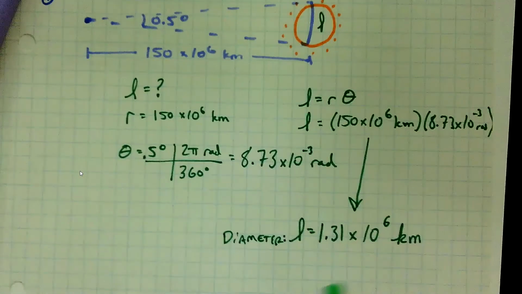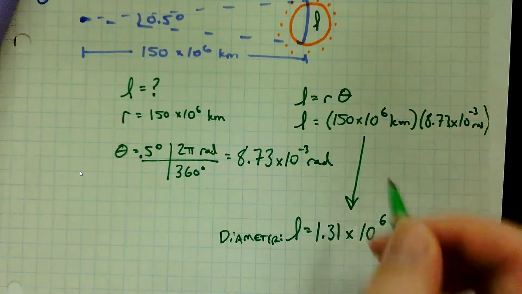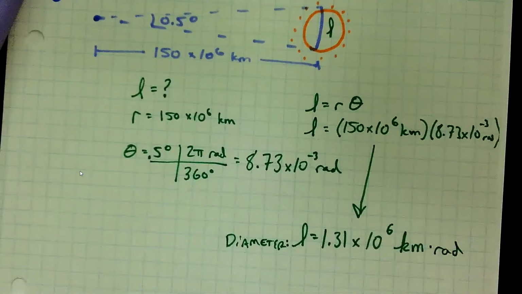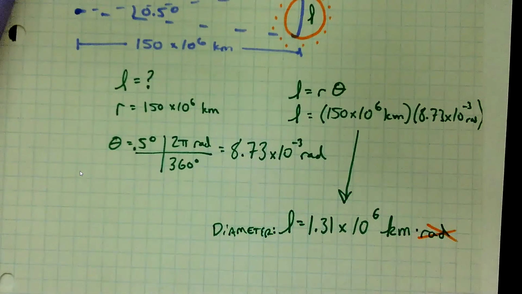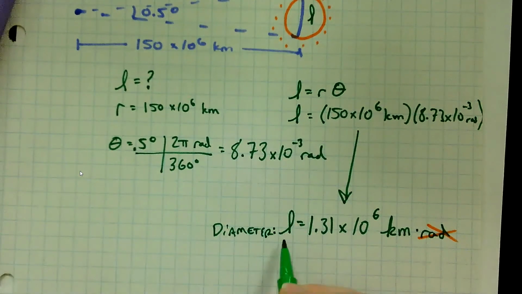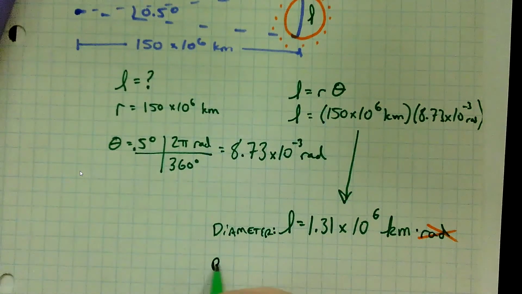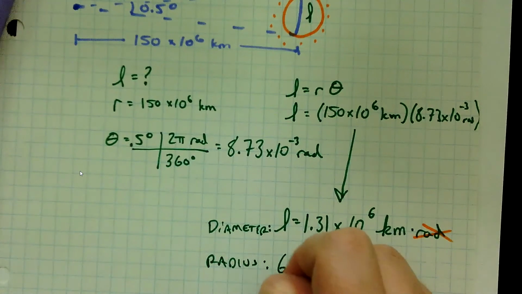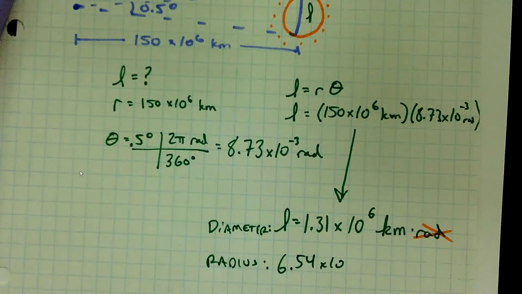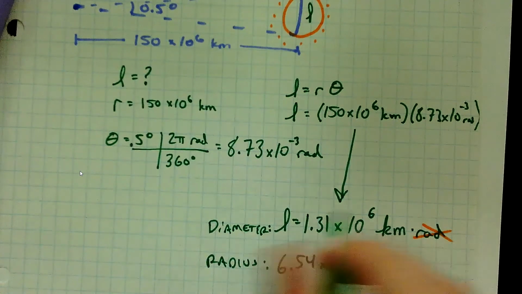Now, I just want to say one other thing about this. Technically, if you look at these units, the units actually come out to be kilometers radians. Why can I turn that into kilometers? Do you remember? Radians are not really a unit. They indicate that we're talking about an angle, but you can always cancel them out because they're not really a unit, okay? So let's be clear. The diameter is this, so the radius would be half of this.